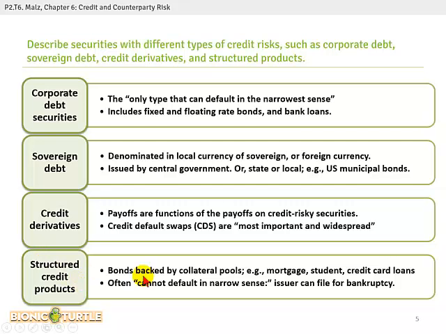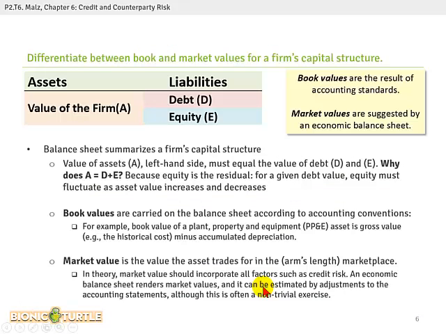So that refers to bonds that are backed by collateral pools, for example, mortgage loans, student loans, credit card loans. And he says that often these structured credit products cannot default in the narrowest sense. Rather, the issuer files for bankruptcy. So in the discussion about capital structure, which will lead to the Merton model as a structural model, we're asked to differentiate between book and market values for a firm's capital structure.